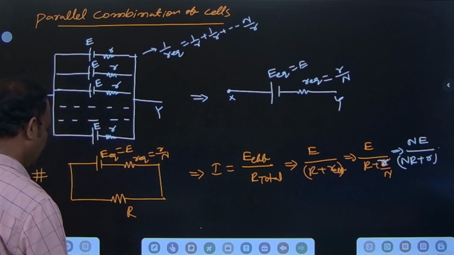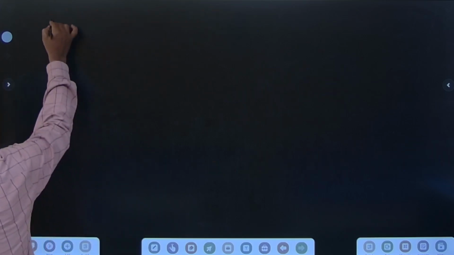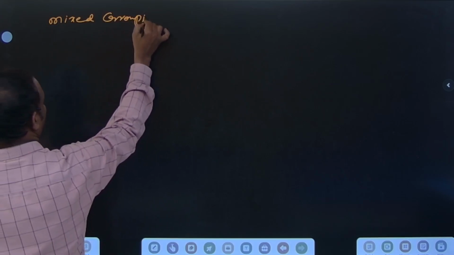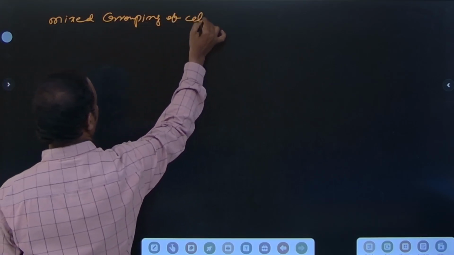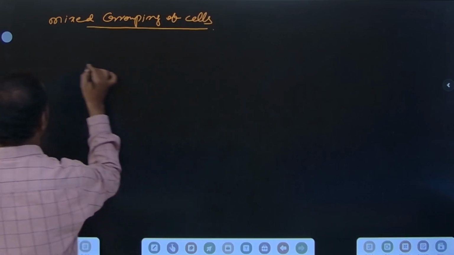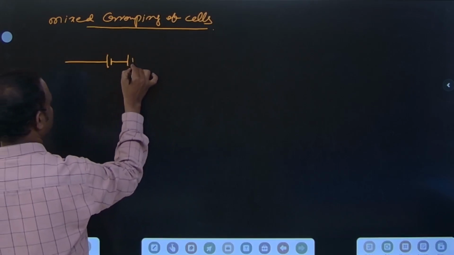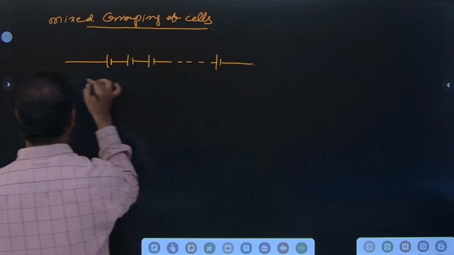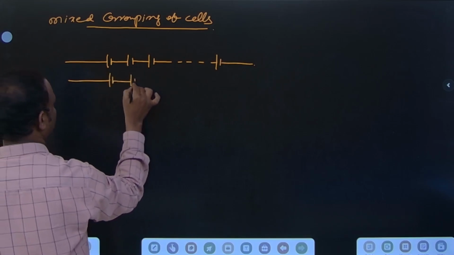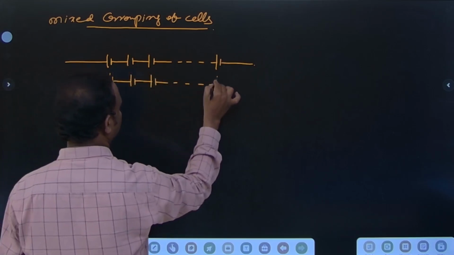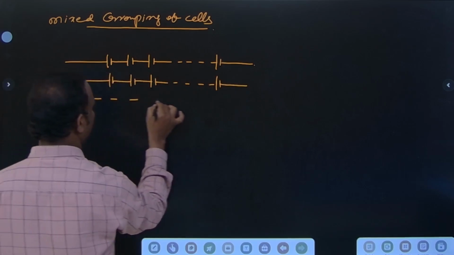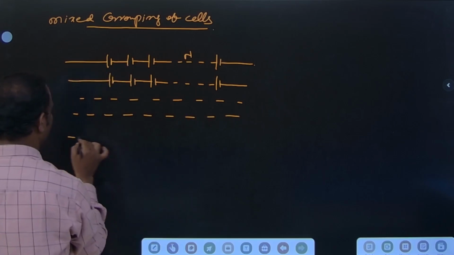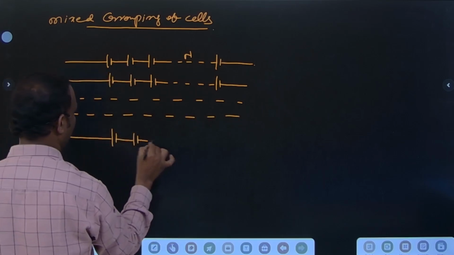Mixed grouping of cells. For the mixed grouping of cells, n number of identical cells are connected in series, like this, and these branches are repeated. How many times? M times. How many branches do we have? M branches we have here.